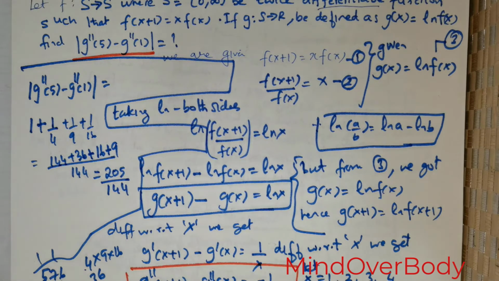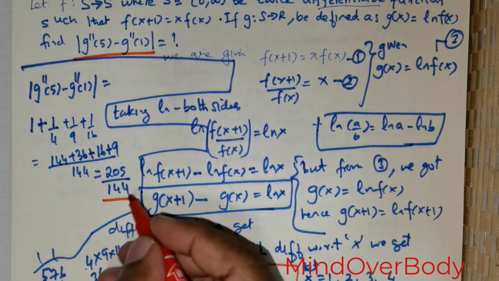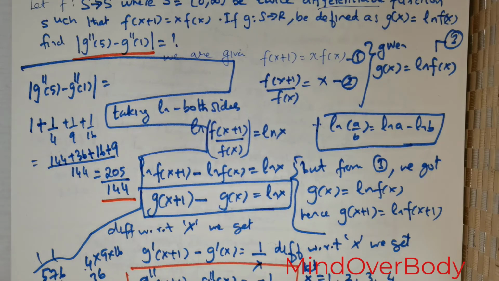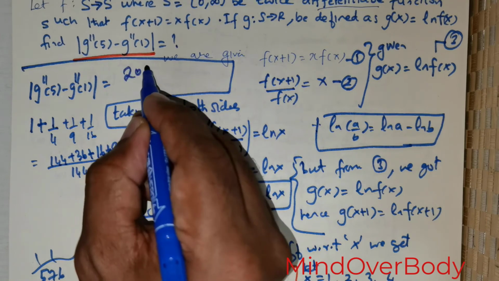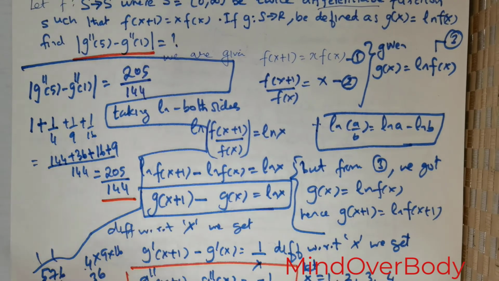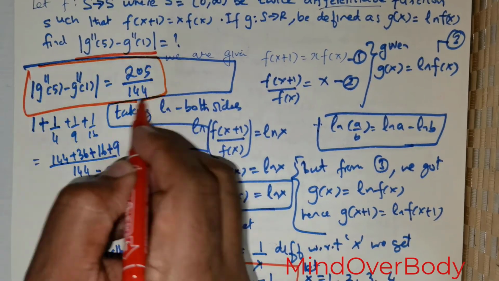and this is a good place for me to draw the red line. So therefore, just to sum up, the value that we have got over here is 205 divided by 144. So this is the final solution for this question.